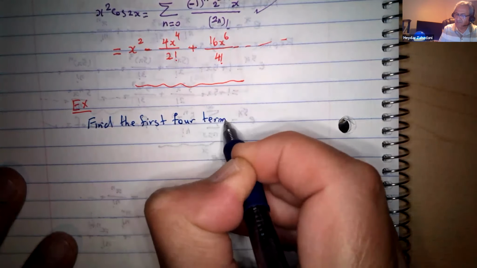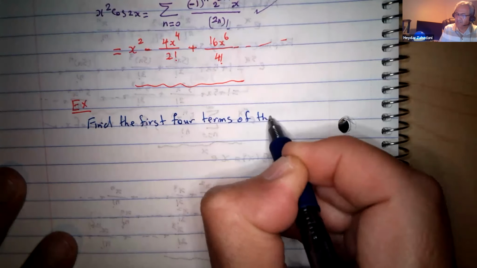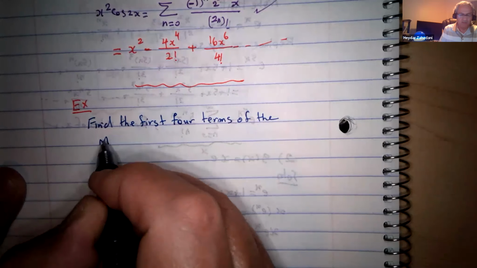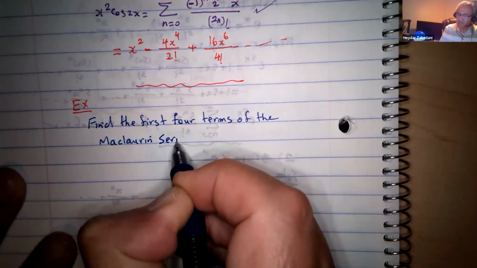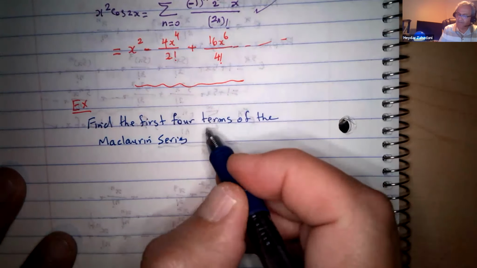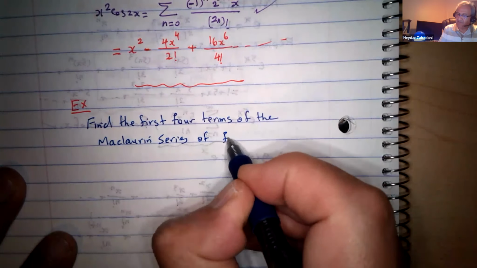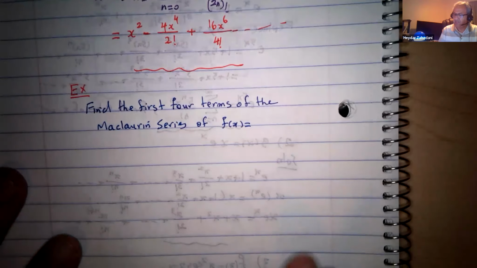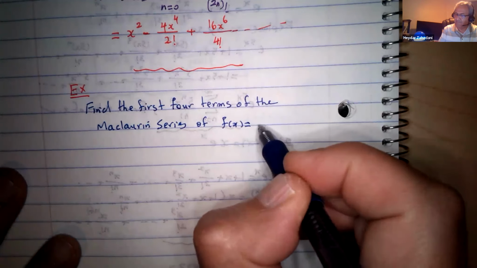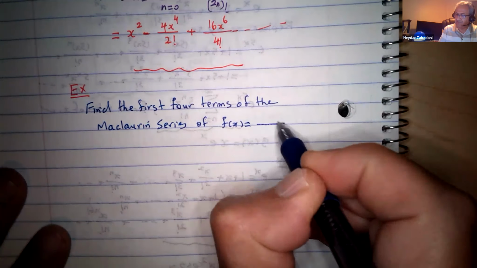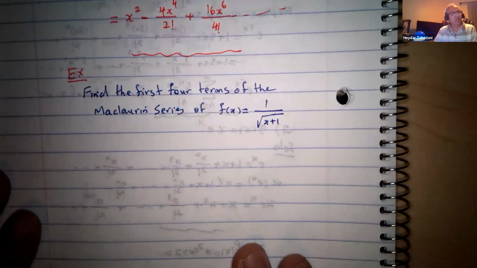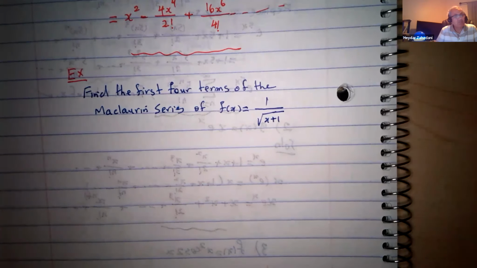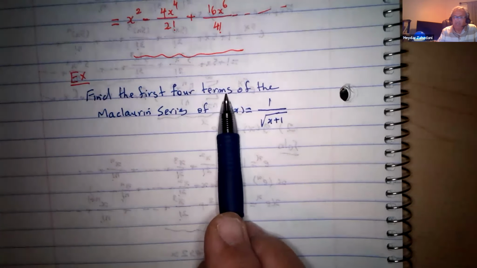Find the first 4 terms of the Maclaurin series for the function f of x equal to, let's say, a radical. You can have 1 over radical x plus 1. You see, it's not of the form of e to the x or those types that we talked about, so you have to do it by hand. That's why they ask for the 4 terms only.